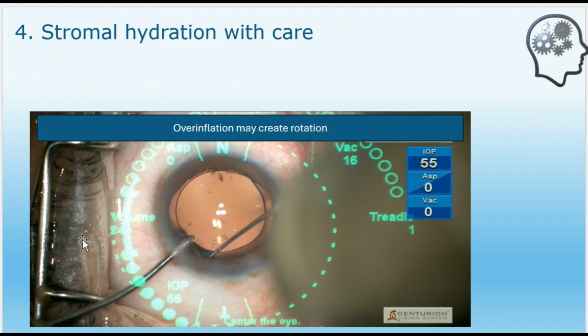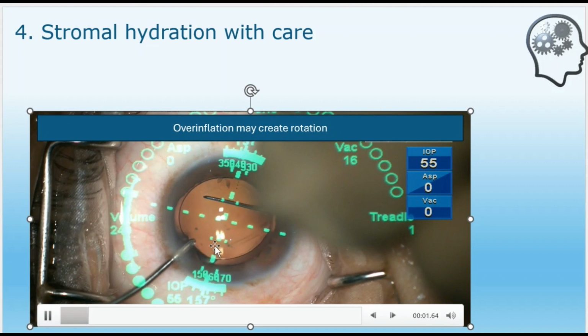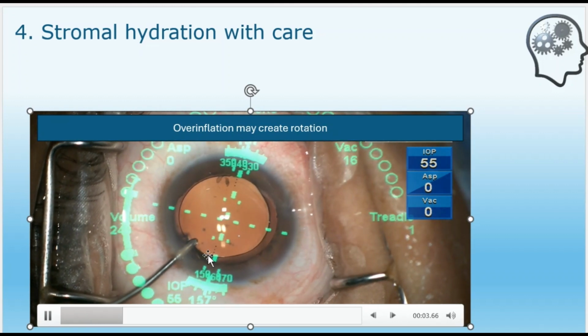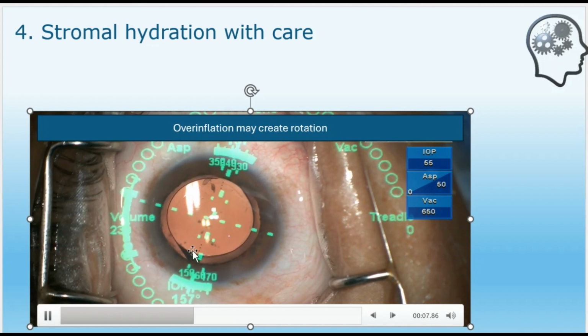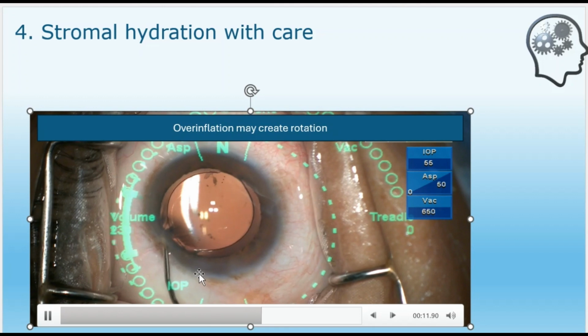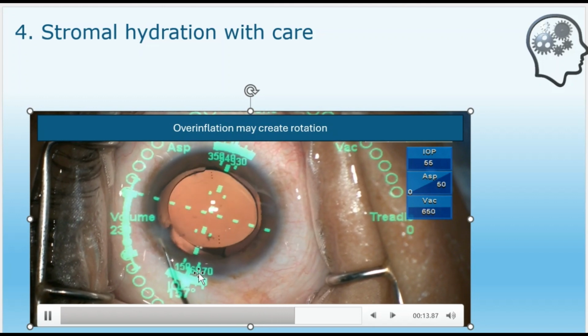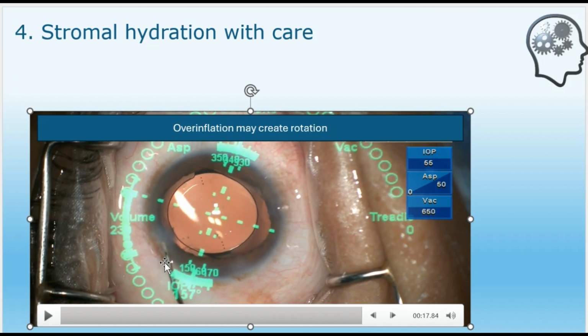And the last but not the least is something that I want to talk to you about, the stromal hydration part. If you are vigorously doing the stromal hydration, then it might lead to a small rotation. So you have to be a little careful when you are doing this stromal hydration, because that might lead to a little bit of lens rotation when you are doing a lot of the stromal hydration with force.